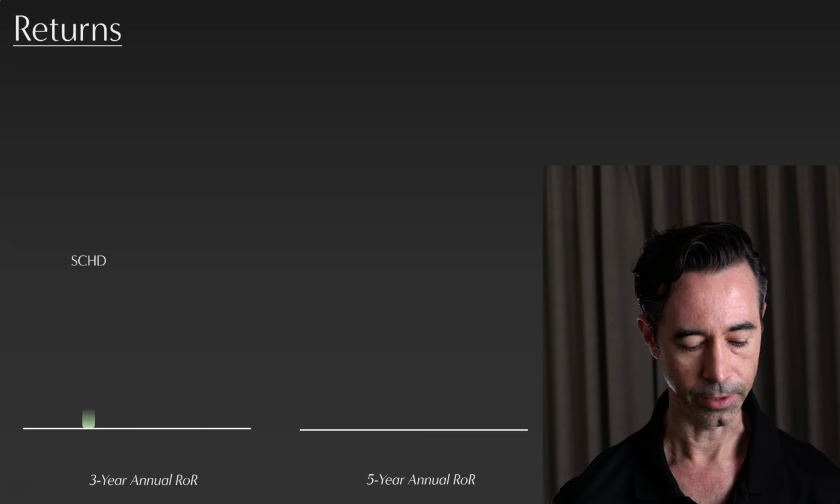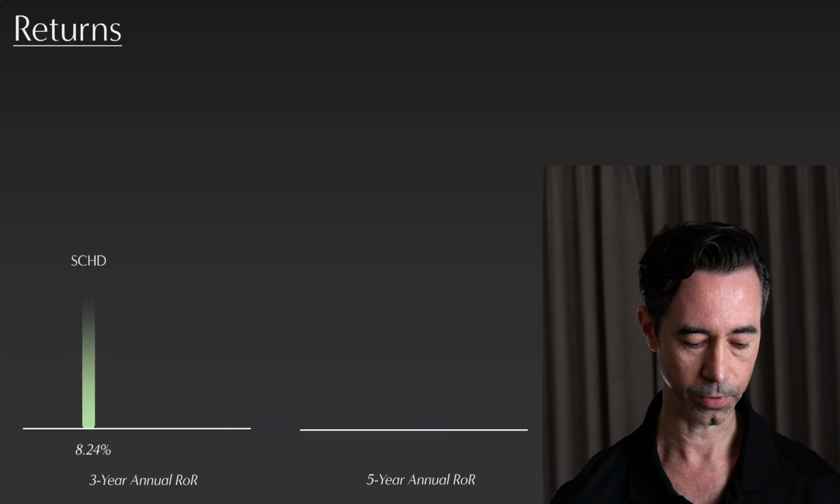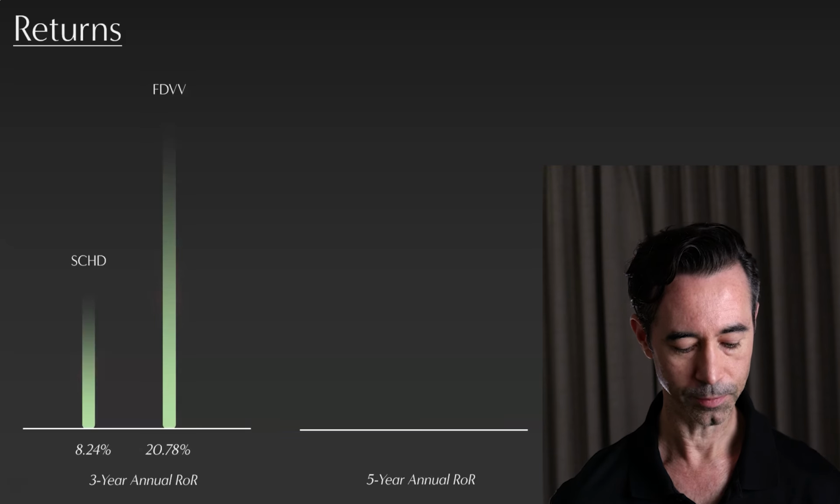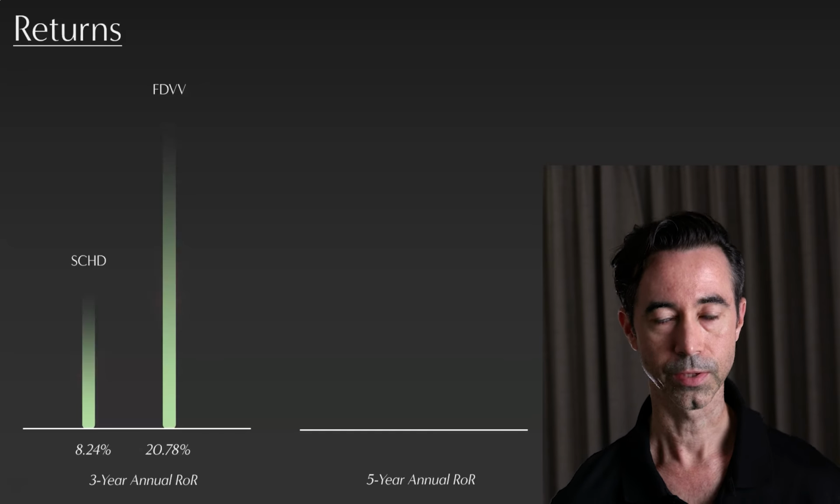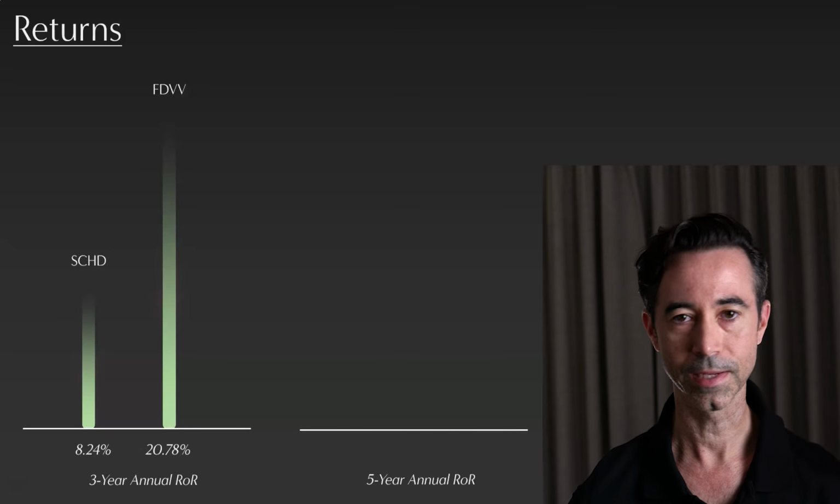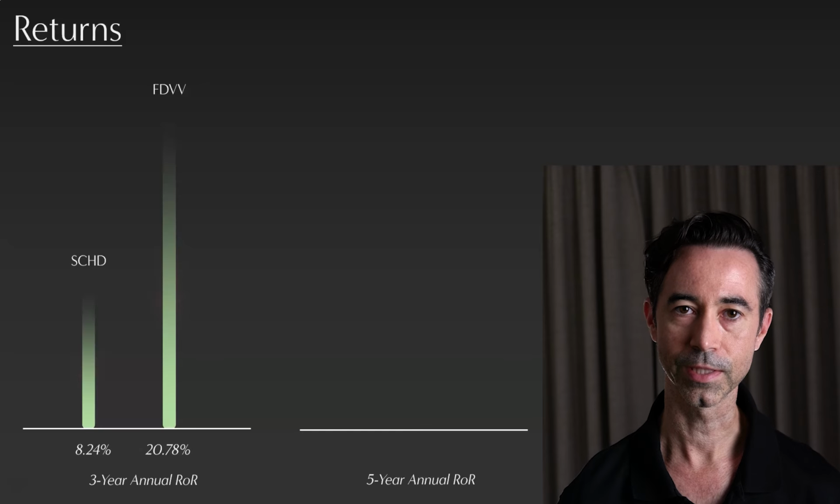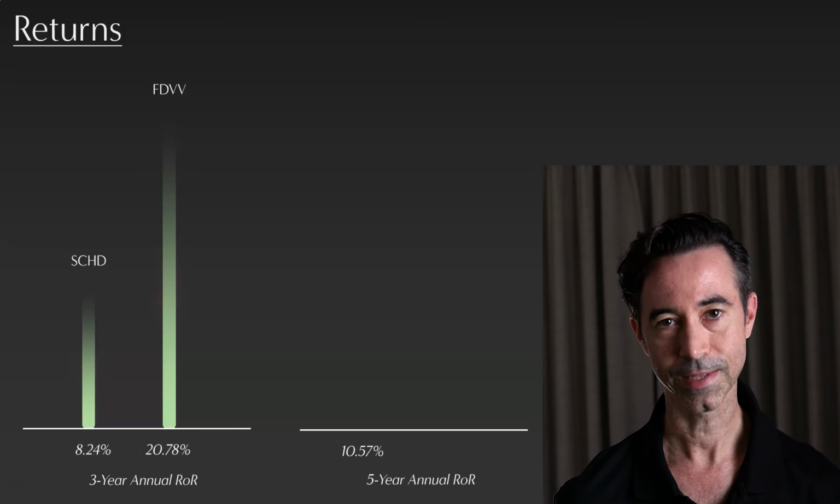Returns, big part, right? This is a huge part for a lot of people. We're going to talk about the 3-year, 5-year, and 10-year. SCHD's 3-year annual rate of return is 8.24%. How does that compare with FDVV? 20.78% for FDVV. It just killed it. I don't know, finding an ETF that pays a dividend of more than 3%, but still has 20% rates of return over 3 years, that's impressive. You gotta say it's impressive.